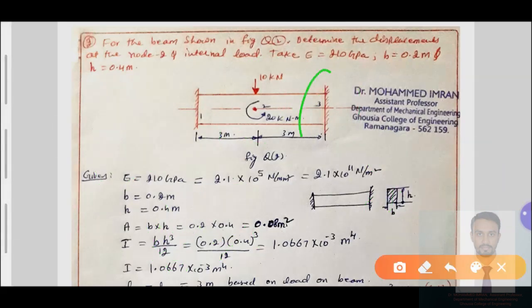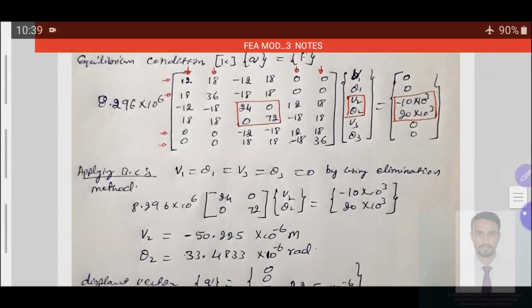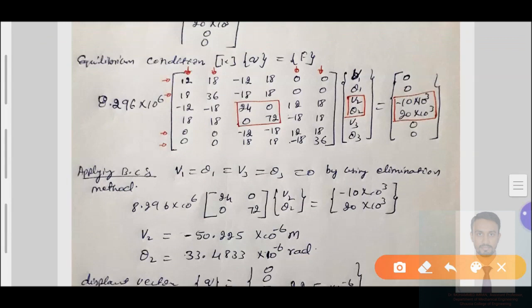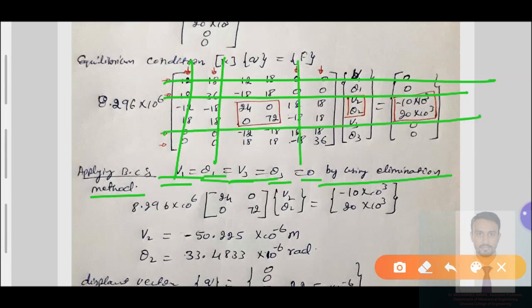So based on these two conditions, we need to eliminate rows and columns in the matrix. You can check out, I'll eliminate with respect to v1, theta 1, v3, theta 3 equal to 0 using an elimination method. First row, first column will be eliminated, then with respect to theta 1 as well. With respect to v3, fourth row, fourth column has been eliminated. With respect to theta 3, fifth row, fifth column has been eliminated. The rest of the values I have written in a square box.